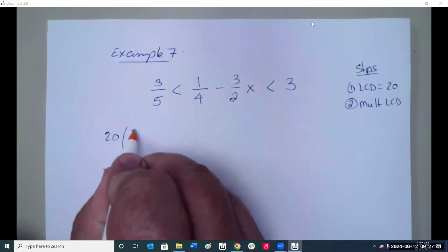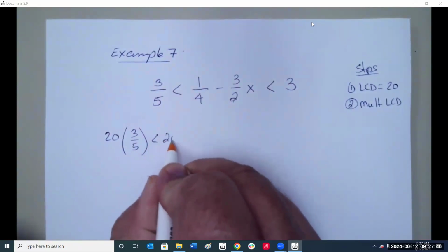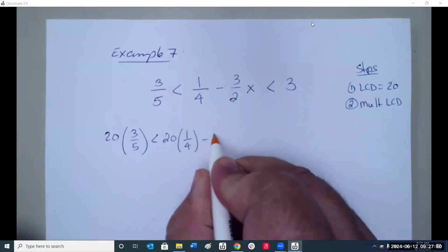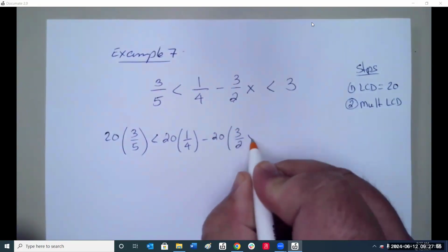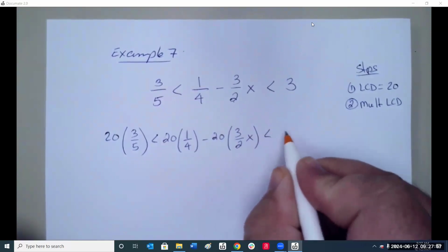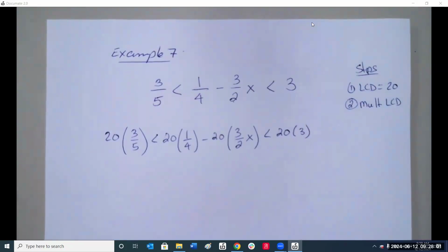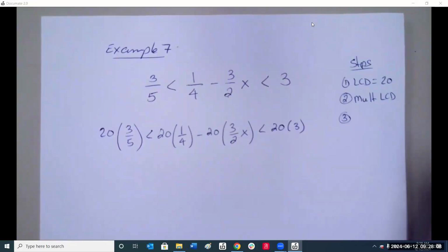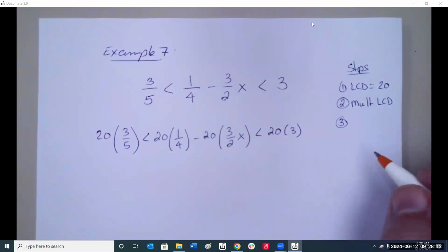So 20 times 3 over 5. 20 times 1 over 4. Minus 20 times 3 over 2x is less than 20 times 3. And multiply it to each term. Then what?